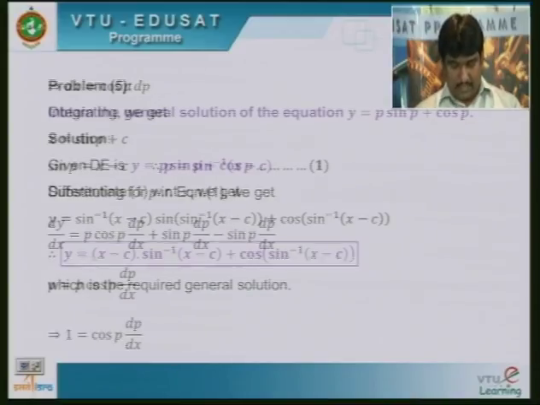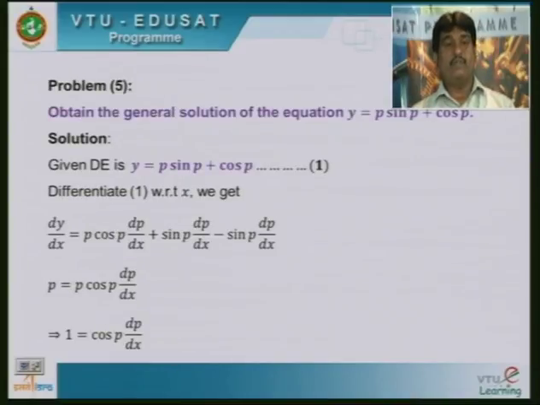From the previous slide we have 1 equals cos p into dp by dx. We have to solve this equation. This is linear in p, it is a linear differential equation in p and x. We can easily solve this by separating the variables.